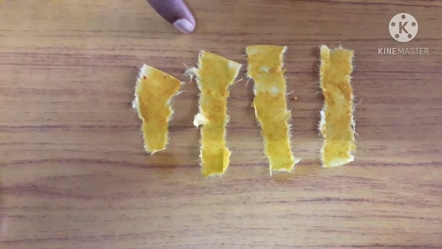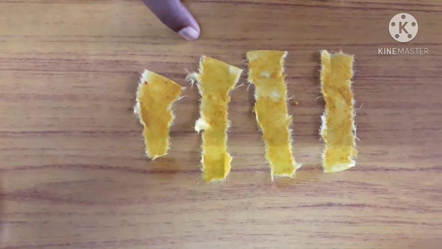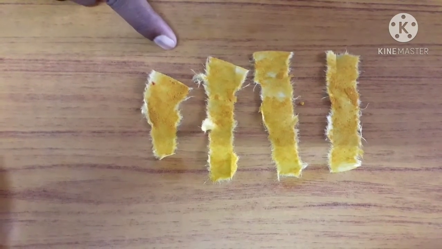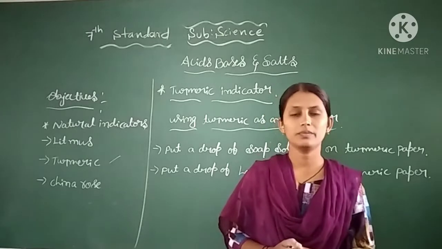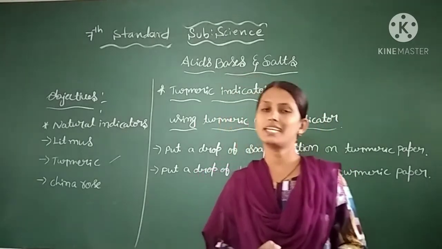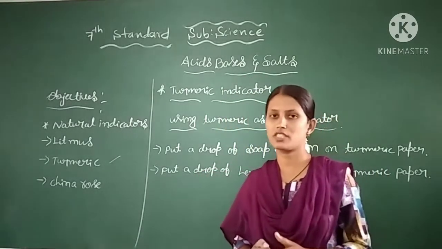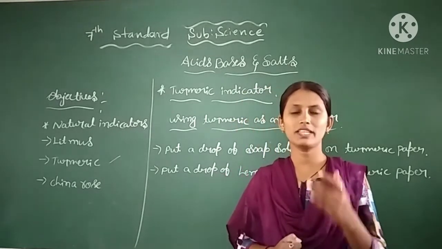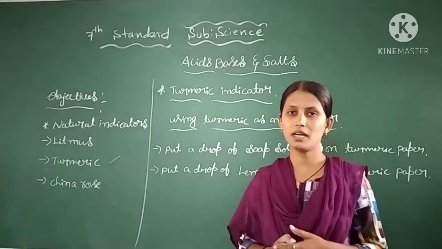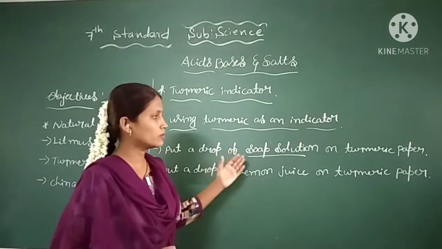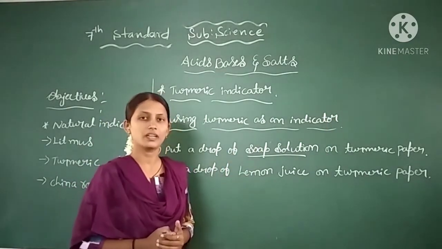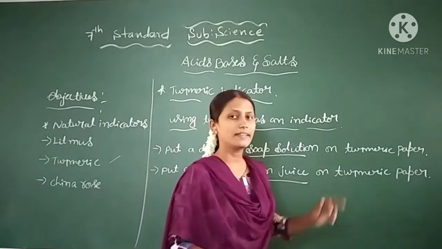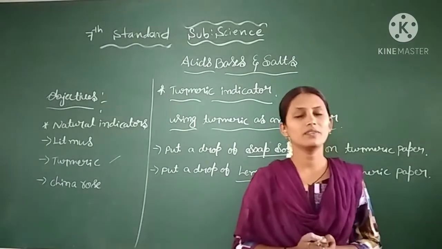Yes, now these are the cut thin strips of the turmeric paper. So these we can use as the turmeric papers. From the activity we have prepared the turmeric indicator paper strips. So by using this turmeric paper we can test whether a given solution is acidic or basic. Put a drop of soap solution on a turmeric paper and put a drop of lemon juice on the turmeric paper. So what will happen?